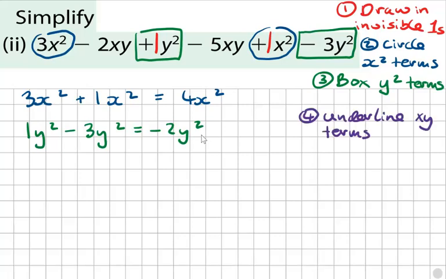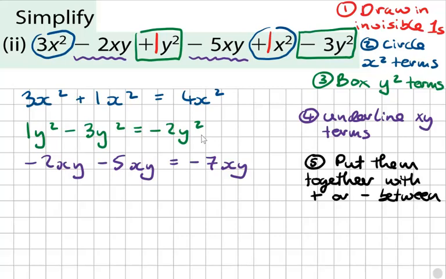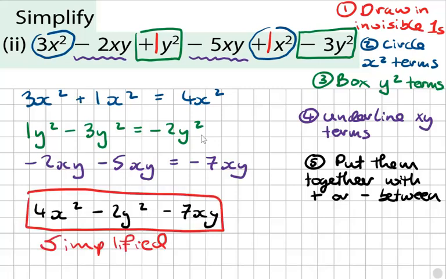Next, we're going to underline the xy terms. So we have minus 2xy minus 5xy gives us minus 7xy. So minus 2 minus 5 is minus 7, and then we just stick on the xy. Step 5, put them together with plus or minus in between. So we have 4x squared minus 2y squared minus 7xy. And this is our simplified answer.